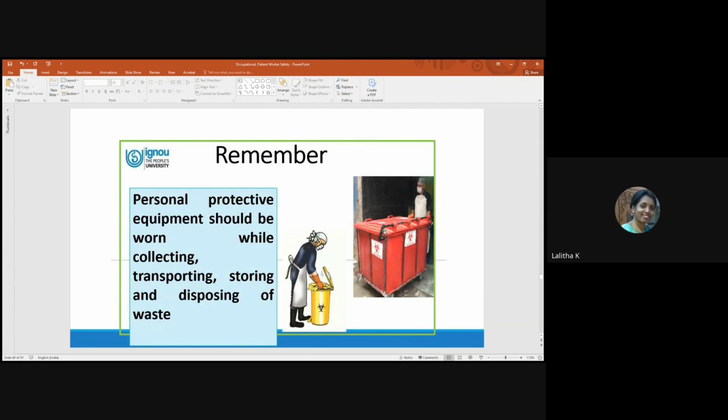And personal protection should be used at all times of collecting, transporting, storing and disposing of the healthcare waste.